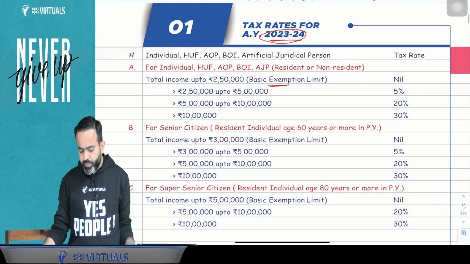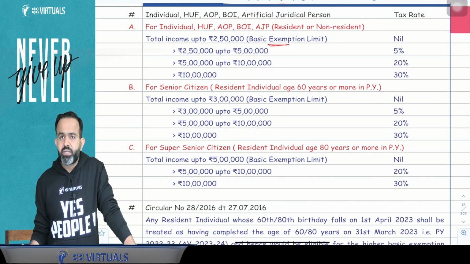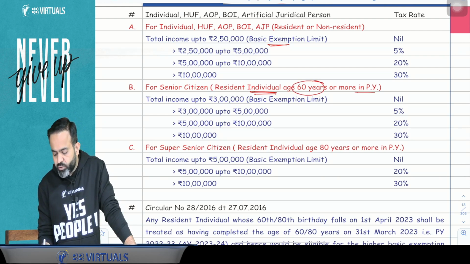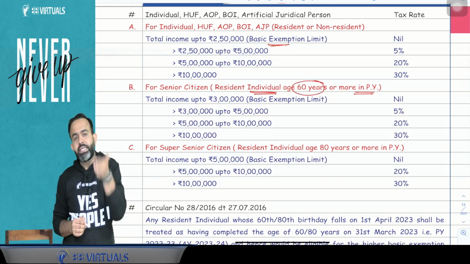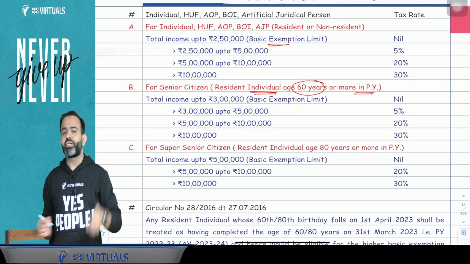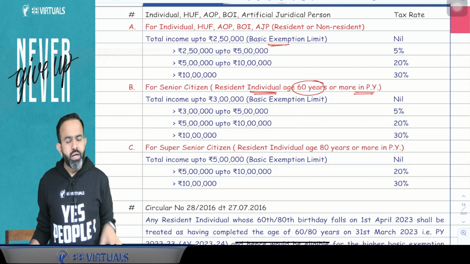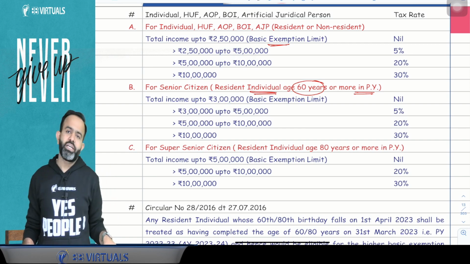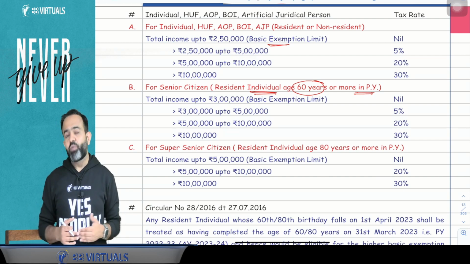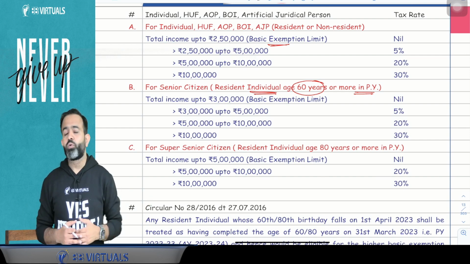Now guys, in case of the senior citizen, what is the meaning of senior citizen? Here senior citizen means resident individual age 60 years or more in previous year. So if there is any resident individual and age is 60 years or more in previous year, that person is called the senior citizen. Now, in case of senior citizen, up to 3 lakh is a basic exemption, means up to 3 lakh there is no tax. 3 lakh to 5 lakh, 5%, 5 lakh to 10 lakh, 20%, more than 10 lakh, 30%.